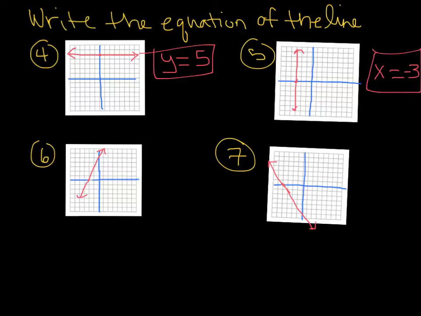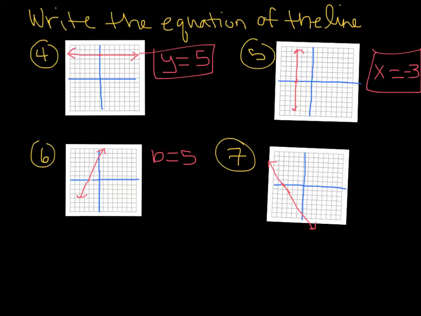Now, 6 and 7 require a little bit more work. If you can see what your y-intercept is, which in this case we can, it's a lot easier. So in this case, it looks like our y-intercept is at 5. That's going to be helpful to us. Unfortunately, it's a little bit more complicated to find the slope. There are several ways to do it. You can either do it by counting up and over, or you can do it by using the formula that we have for slope. I will show you both ways.